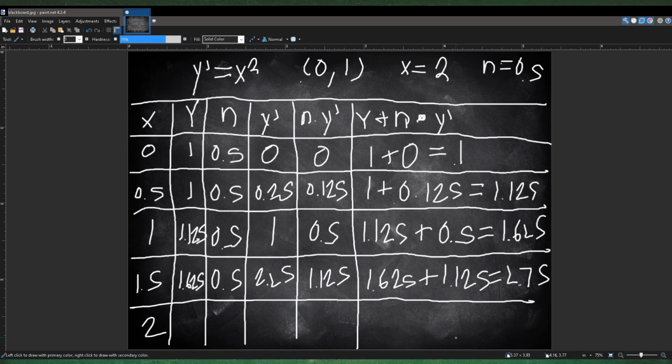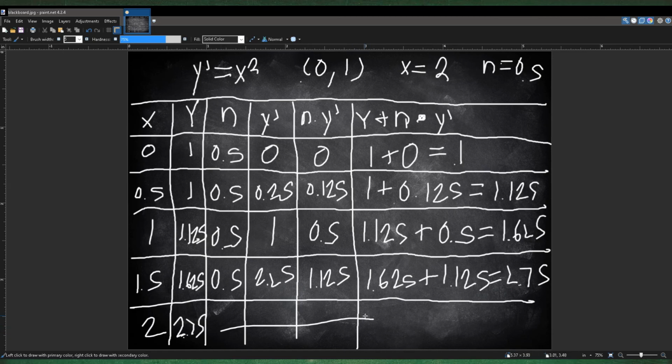You're probably asking right now, how are we done? We still have to do 2. Well, we don't. As I said before, we use our previous number, and that becomes our new y. This 1.125 became this 1.125. This 1.625 became this 1.625. So this 2.75 became right here 2.75, because now you already found the coordinate. When x is equal to 2, y is 2.75.